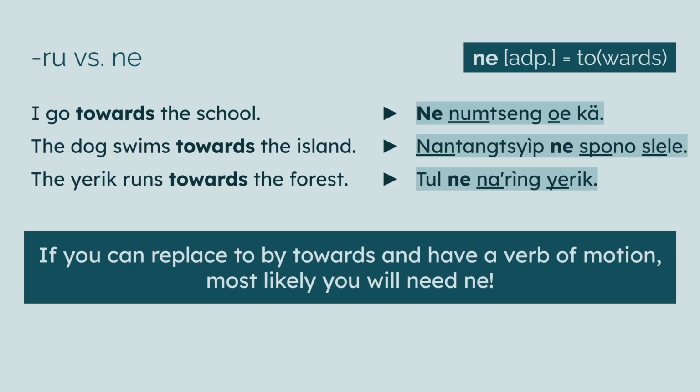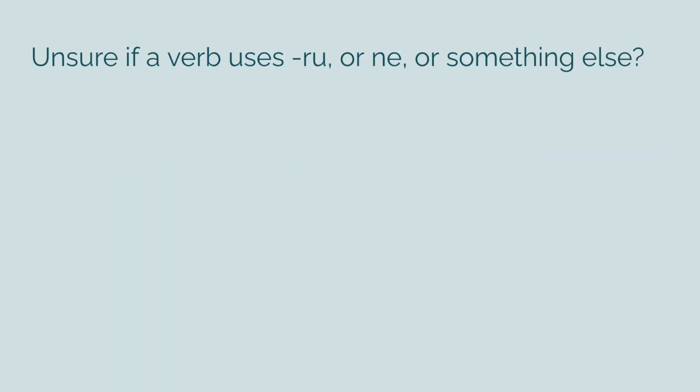And if you can replace to by towards and you have a verb of motion, then very likely you're talking about a movement into a direction. And that means you will need ne instead of ru. Now, what if you're unsure if a verb uses ru or ne or something else? That is a very valid question, because that can happen a lot. As I said in the beginning, in many cases, Na'vi just uses different structures from English, and there's really no shame in simply not knowing what you should use.